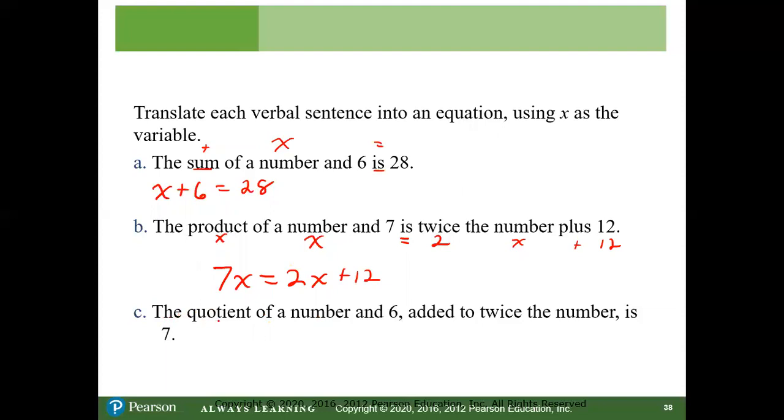And then last but not least, the quotient is division of a number and 6. A number would be x, and 6 added to twice the number, so 2 times the number, is 7. So let's take a look. The quotient of x and 6, added to twice that number, is 7. And we're done. And of course, you could switch these orders here. Addition is commutative, so it doesn't matter what order you put that in. Okay, you would be done.